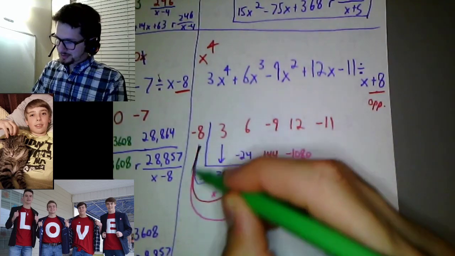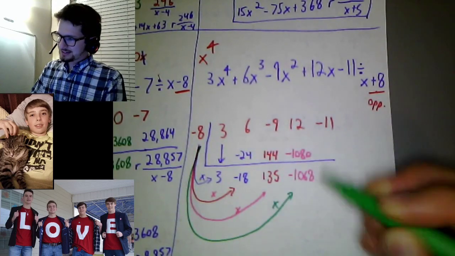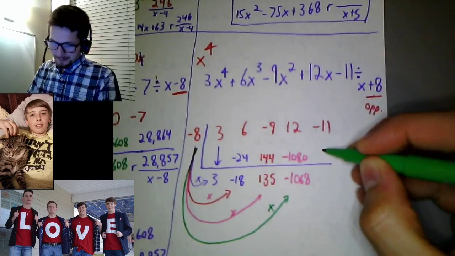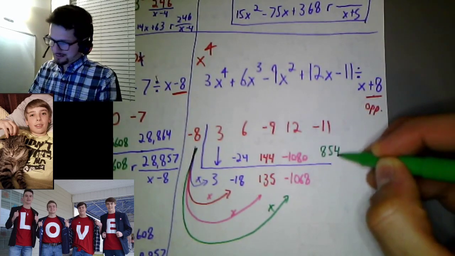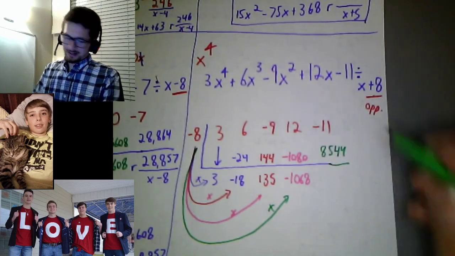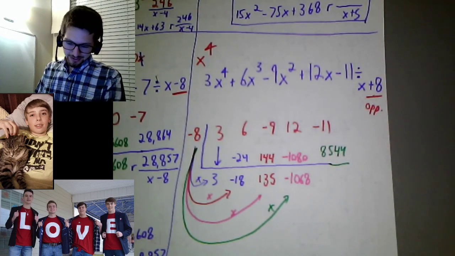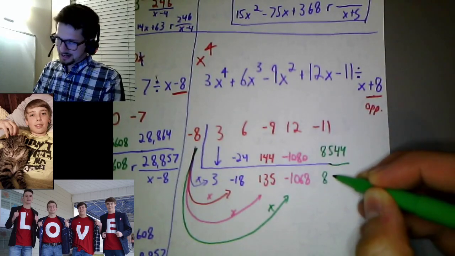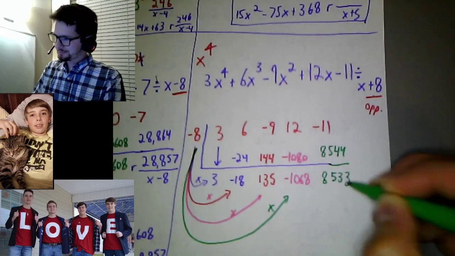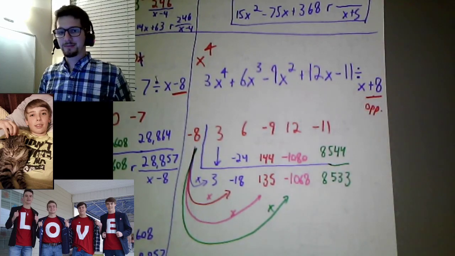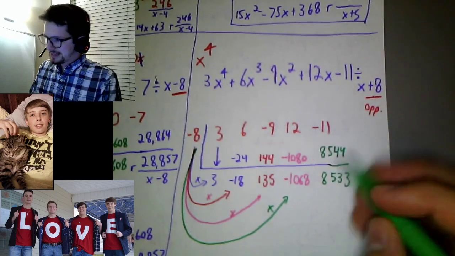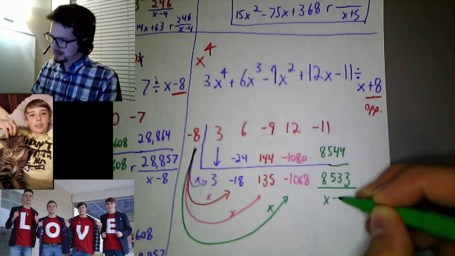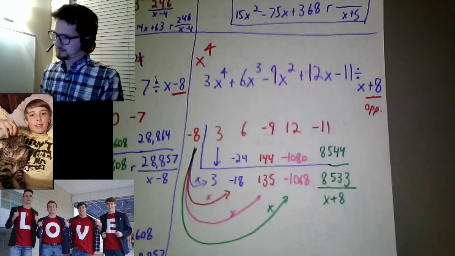Finally, last number, what's negative 8 times negative 1068? Positive 8,544. What's positive 8,544 taking away 11? You get 8,533. I have all my numbers in place, so now I set my remainder over the original numbers, x minus 8, or I'm sorry, x plus 8.